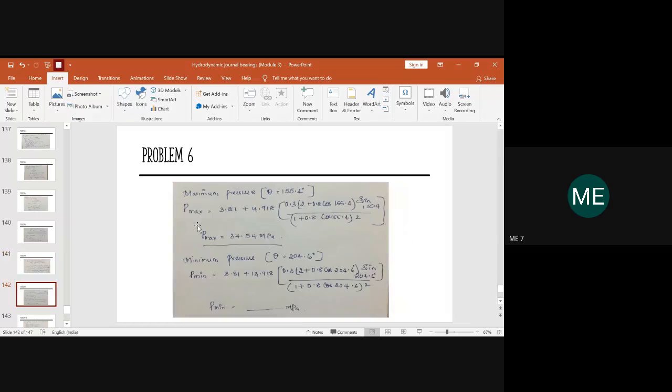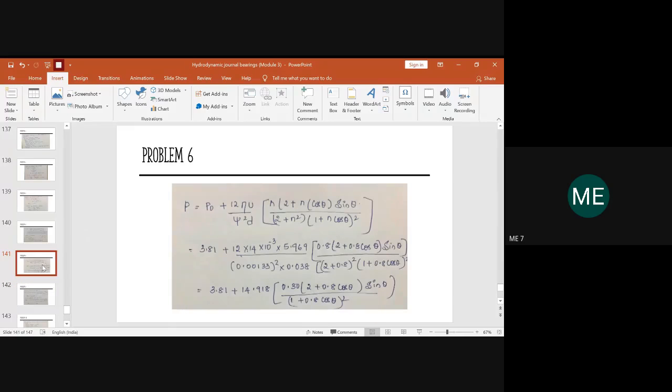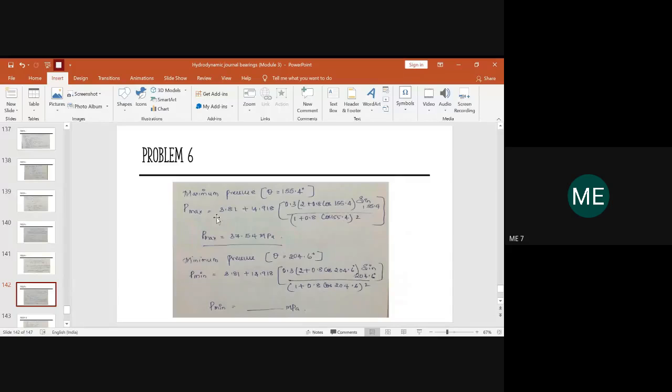So for this equation, the same equation you have got, in place of theta you write 155.4 degree. So it will be cos 155.4 degree sin 155.4 degree, again divided by 1 plus 0.8 into cos 155.4 whole square. Okay, so calculate and please let me know whether you get P max equal to 37.54 megapascal.